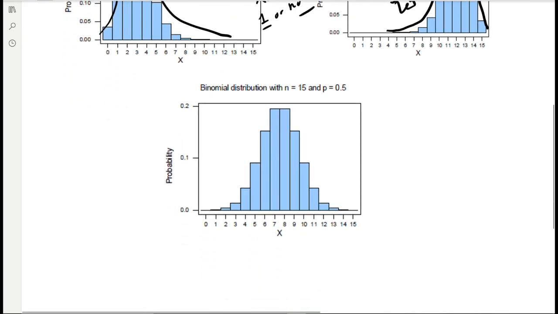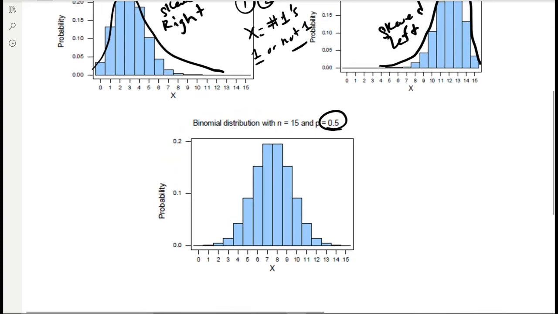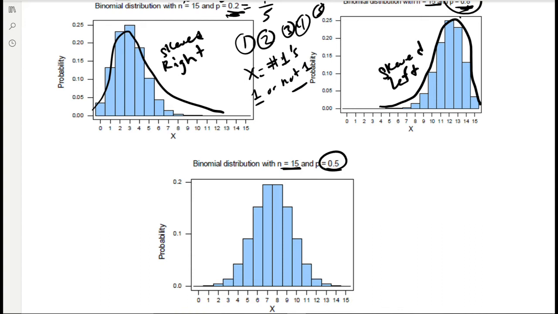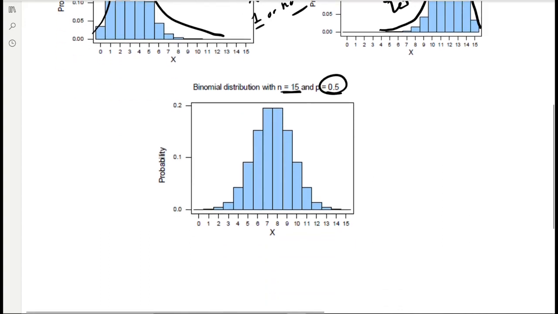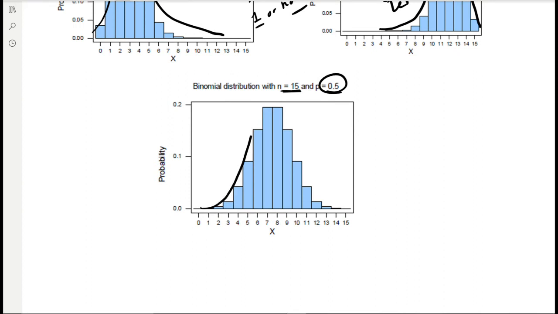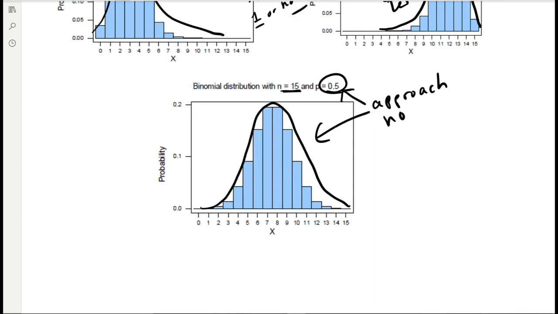But when you go to a probability of about 0.5 with a relatively high number of trials, in this case we still got 15 trials, but the probability is like average, like a coin toss, then it starts leveling out and you start having more of this normal distribution. So it starts approaching a normal distribution if the probability is about 0.5. So this is an important characteristic and will actually be used in a future lesson as well.